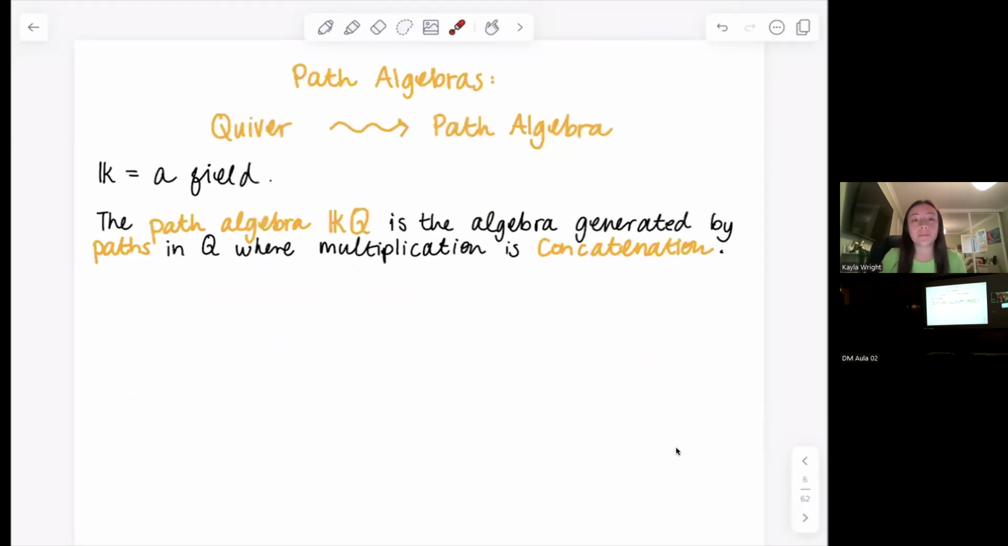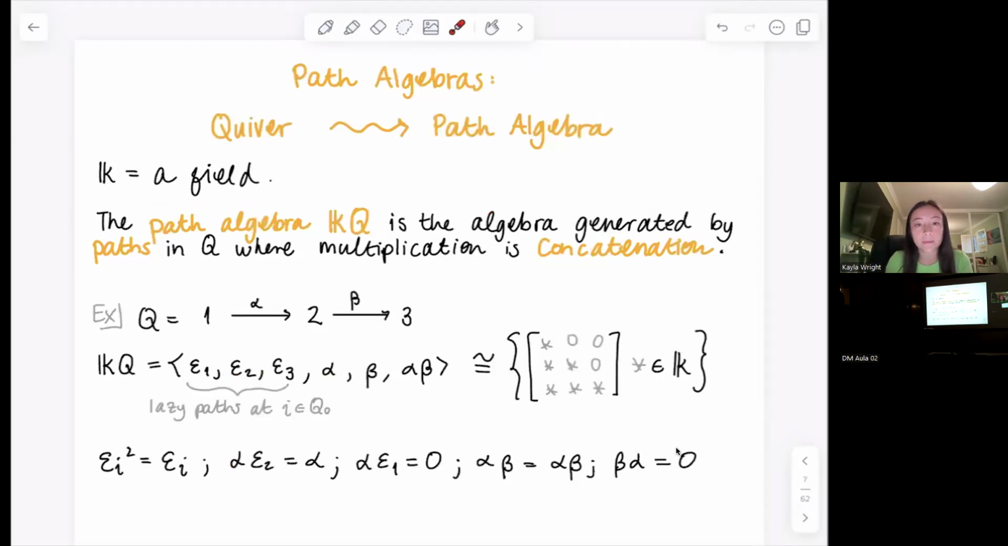Okay, so from a quiver, you can obtain a path algebra. So we're first going to start by fixing an arbitrary field K. And the path algebra that I'll denote KQ is the algebra generated by the paths that you can get in the quiver, thinking about walks in the graph. And the multiplication in this algebra is just concatenation of these paths when it makes sense.